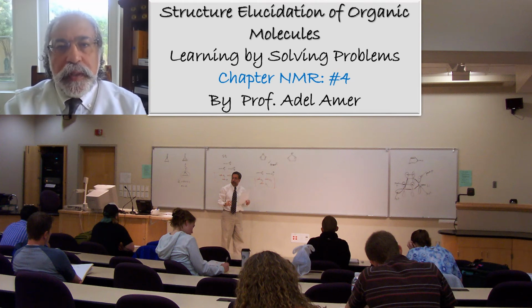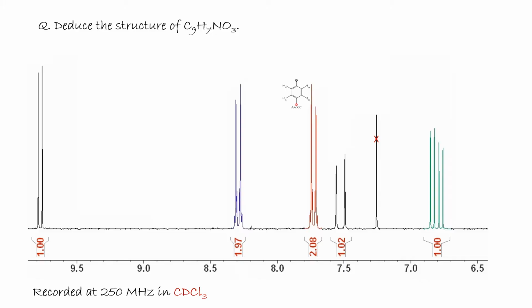Hello everyone. Welcome to Learning by Solving Problem, Session 4 on NMR, Structure Elucidation of Organic Molecules. Deduce the structure of C9H7NO3 given proton NMR recorded at 250 in deuterated chloroform.